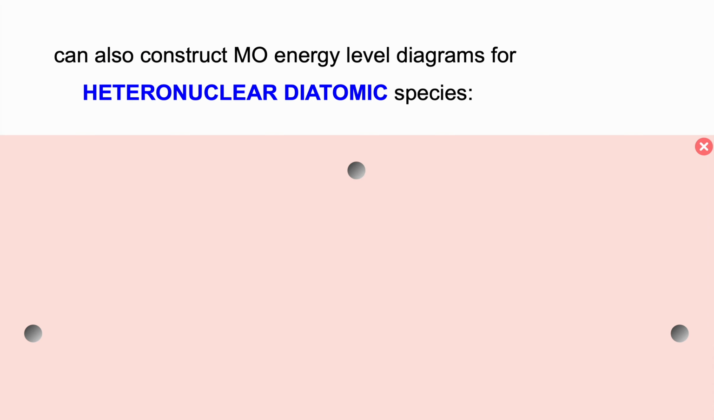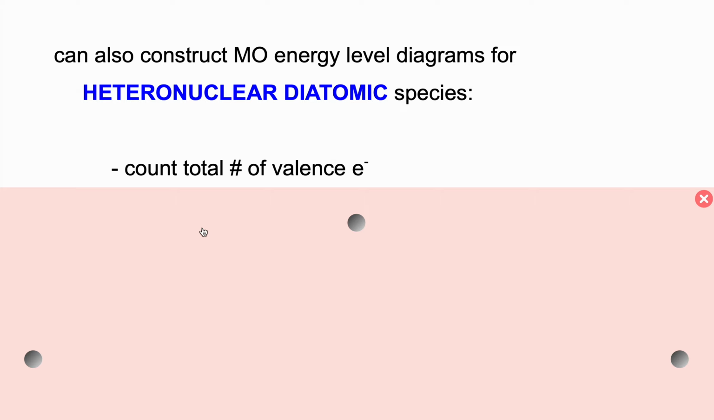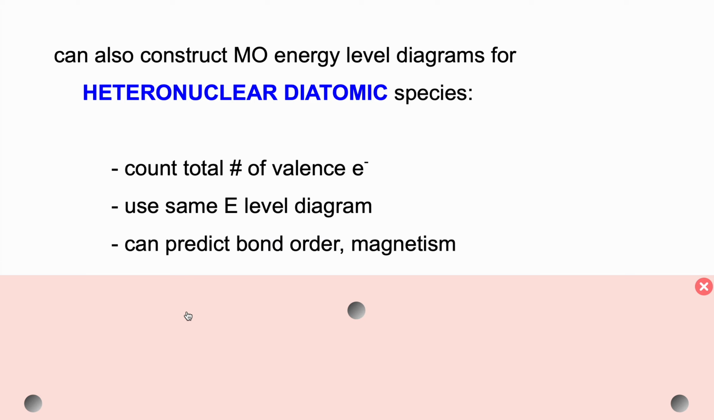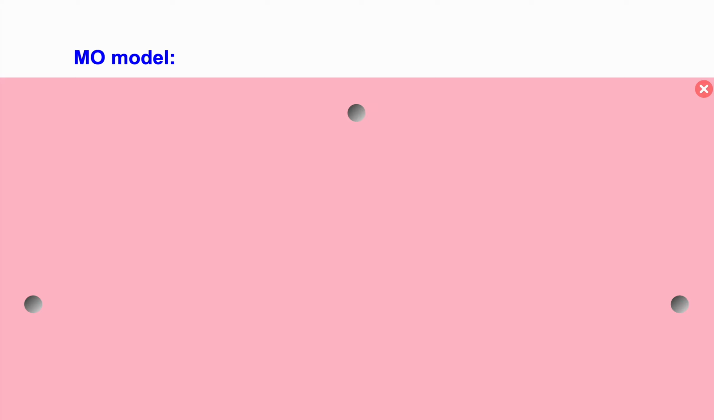Now, we can also do this with heteronuclear diatomic species, meaning diatomic things made up of 2 atoms, in which the 2 atoms are not of the same element. And they can be neutral molecules, they could be cations, they could be anions. Whatever it is, you treat it exactly the same way. You simply count the total valence electrons, use the same energy level diagram we've been using throughout, fill it up, write the electron configuration, calculate the bond order, predict whether it's paramagnetic or diamagnetic, and it all works out the same. Okay, so let's summarize all of this.